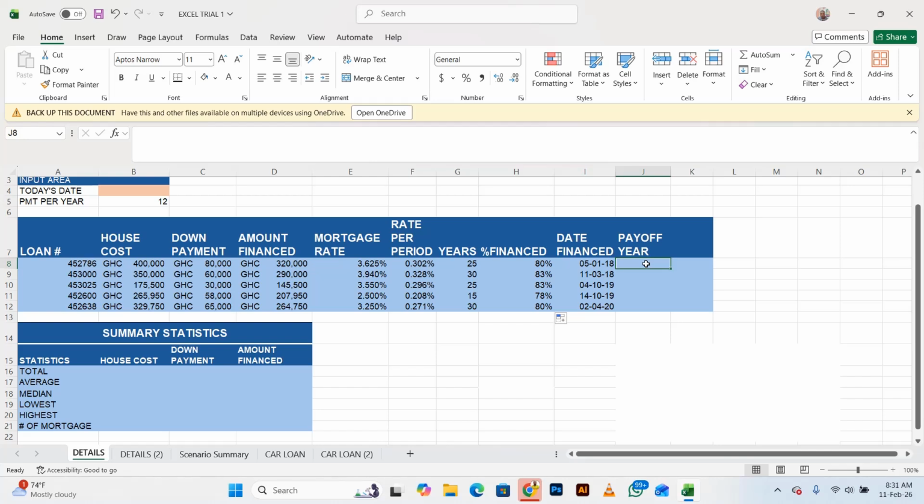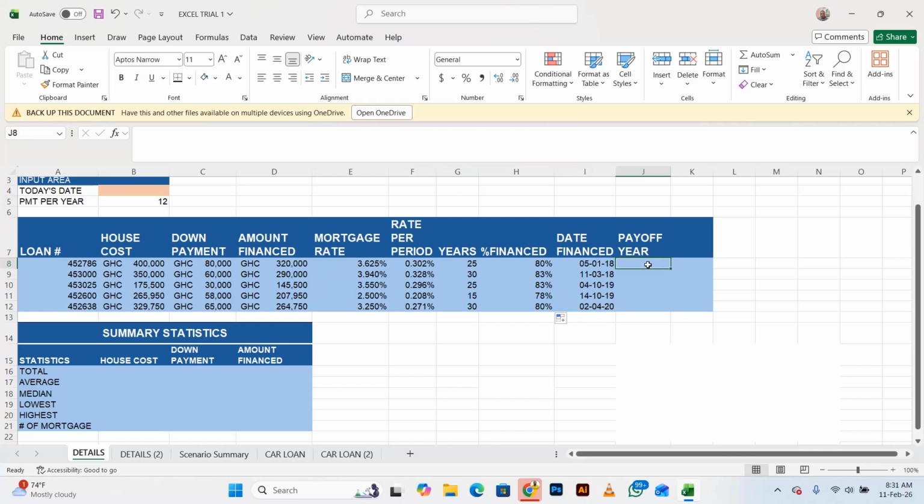Now, payoff here. What does payoff here also mean? We gave the loan to the person on the 1st of January 2018, or based on this date. And now we said that the person will use 25 years to pay. So now the question is, what year will the person finish paying? Do you understand? That is the payoff year. By the end of so and so year, the person has to finish paying the loan amount. So we need to now predict and calculate the year. So that is what the payoff year means.